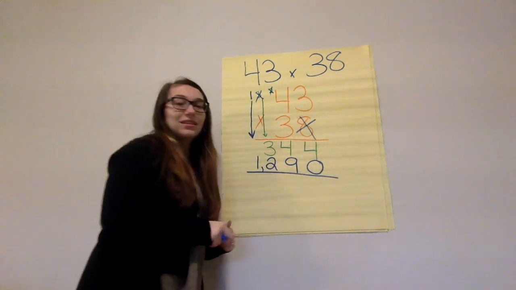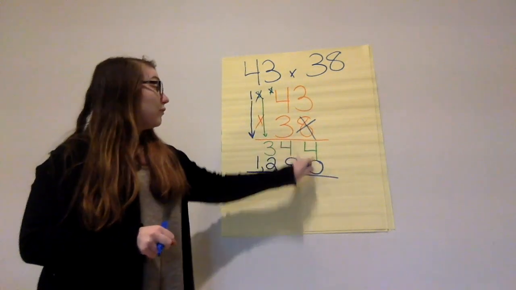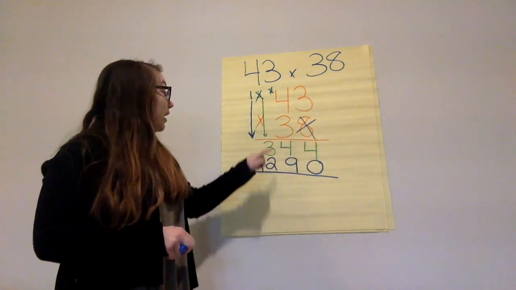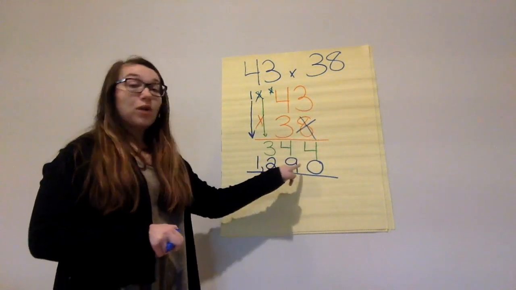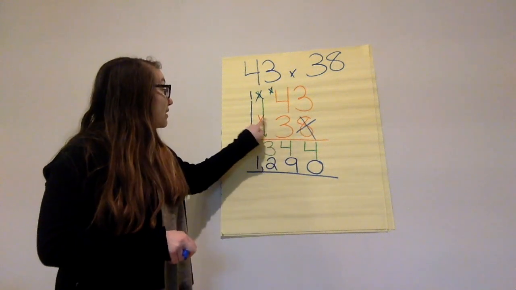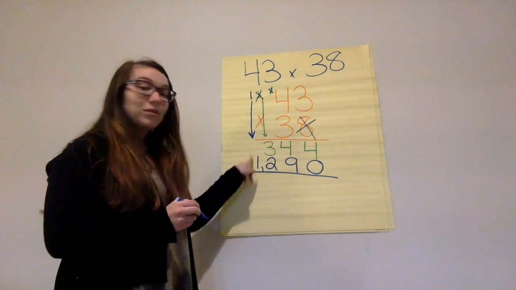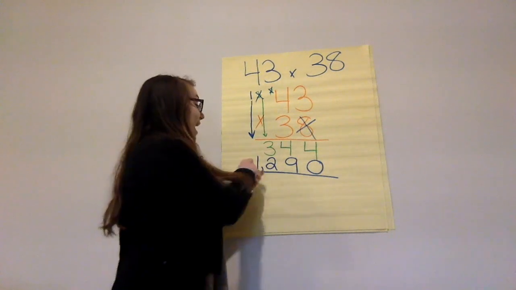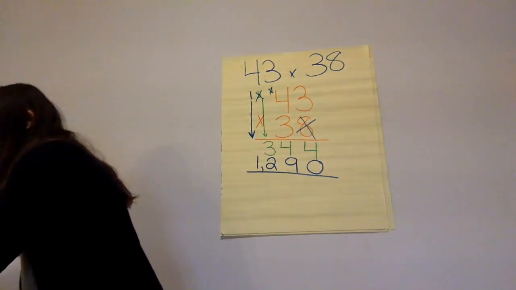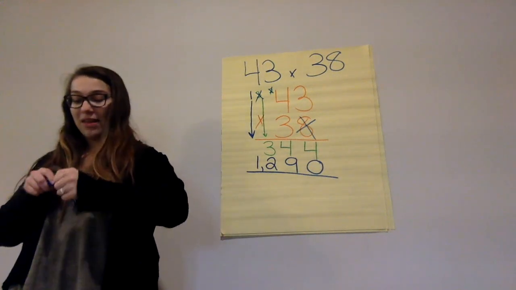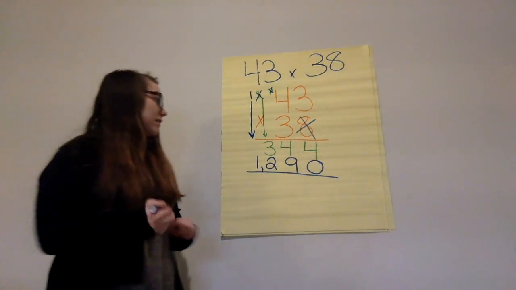All right. So now we have 344, which was 43 times 8. And we have 1,290, which was 43 times 30. So now we're going to have to add these numbers together, all right? So that is our third step, adding these numbers together, these answers that we got.